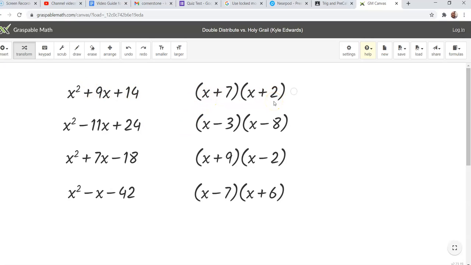That's the whole point of factoring, is to go from one to the other, because we can find the x-intercepts really, really easy for these. These ones, not so much. Okay, these, yes.